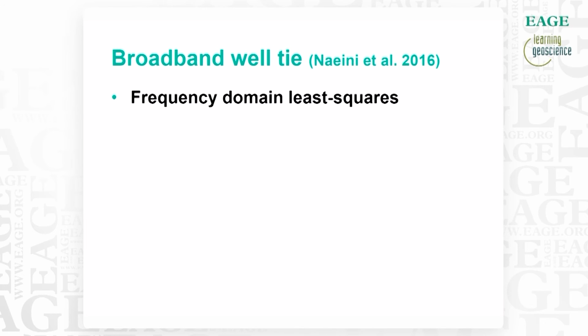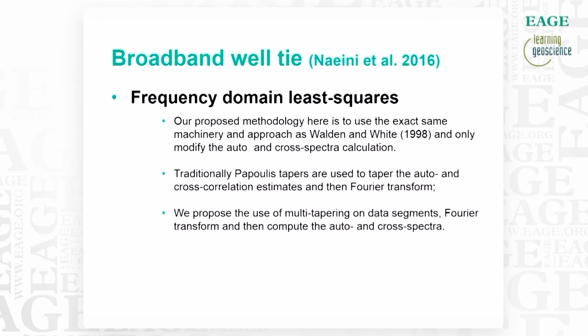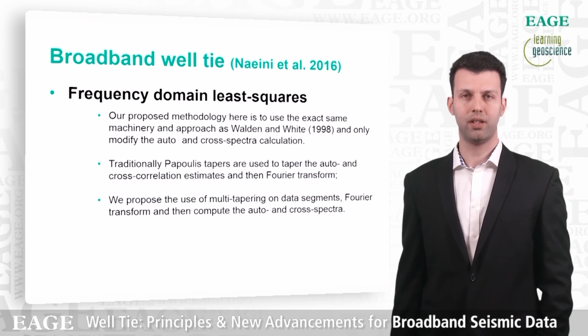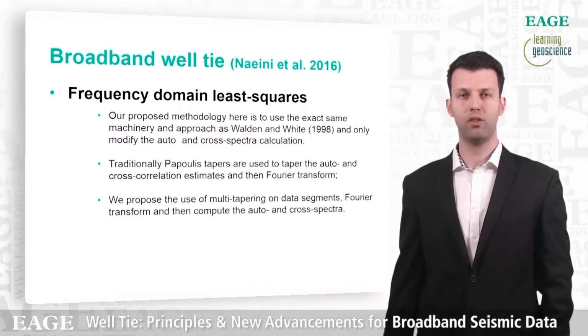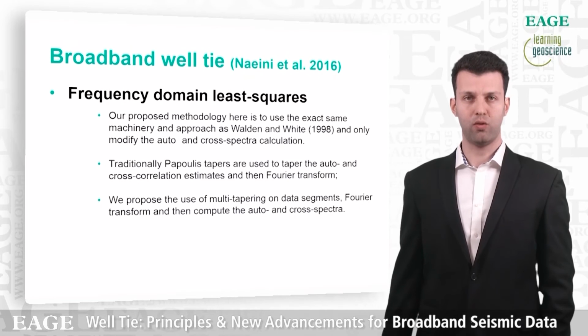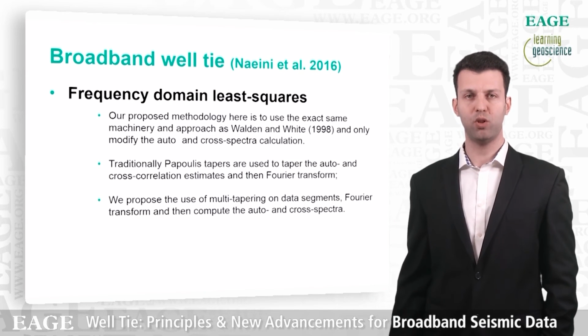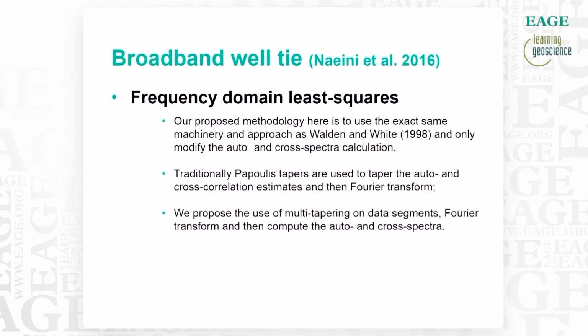Frequency domain least squares is a technique that we've used for a long time in the industry, since the 80s, and it was also published by Walden and White in 1998. Traditionally, we use Parzen tapers to taper the auto and cross correlation, and then we do a Fourier transform. That's because this is a technique in the frequency domain and we need the cross and auto spectra. What we propose is to use multi-tapering, which is slightly different. That means we multi-taper on the data segments, then Fourier transform, and then we compute the auto and cross spectra. So we use the same algorithm, the same machinery, but we modify the cross and auto spectra estimation.